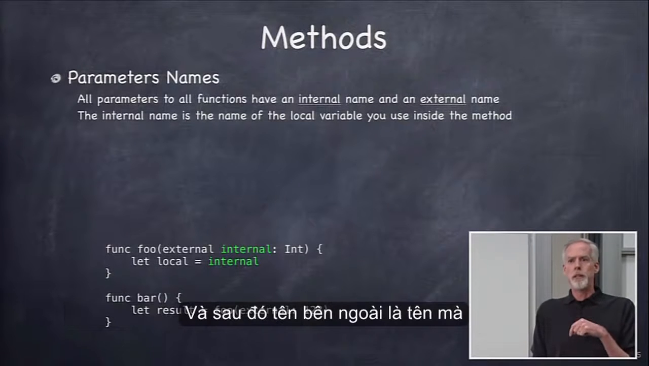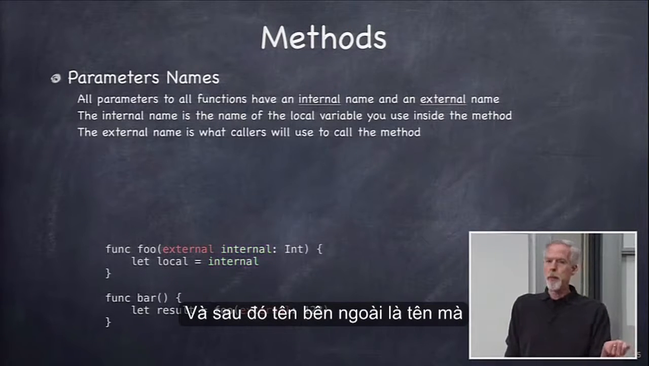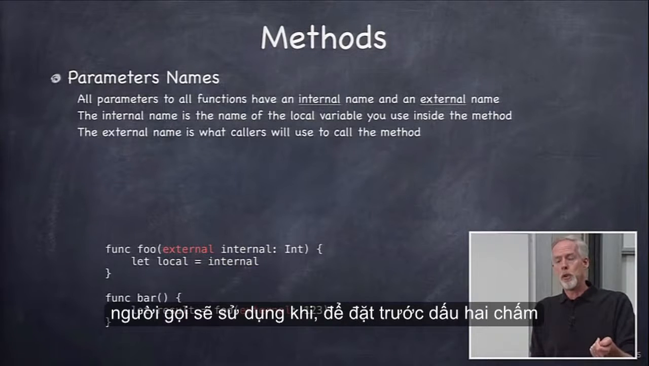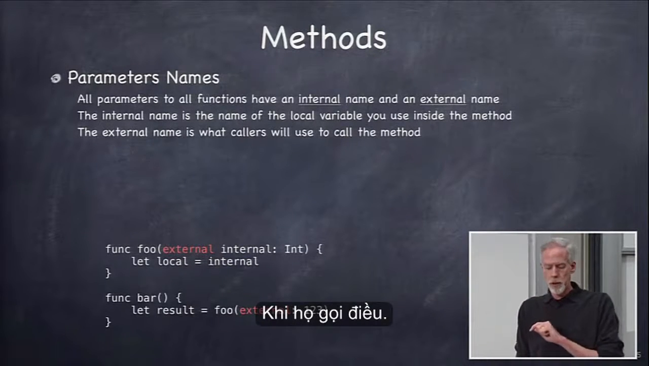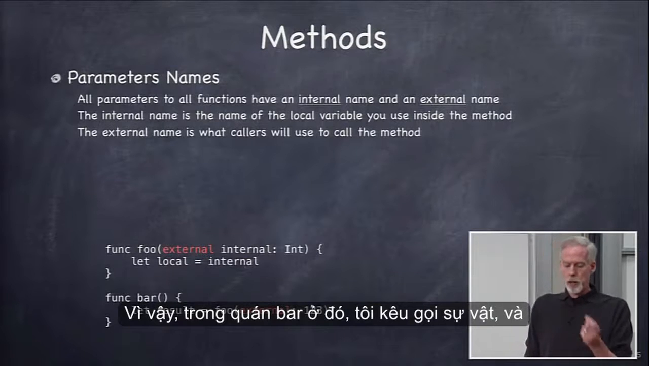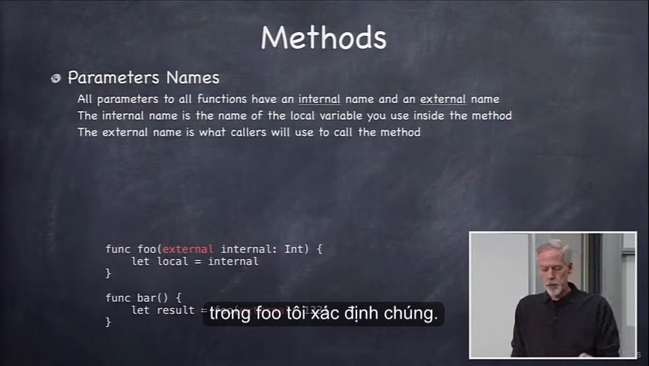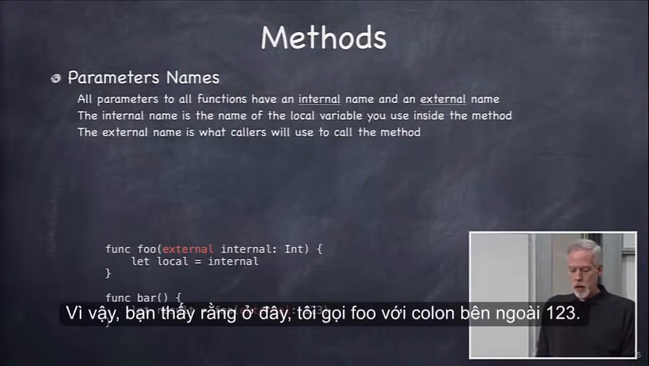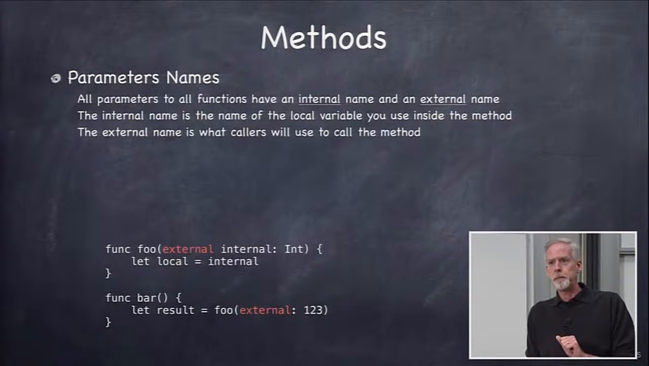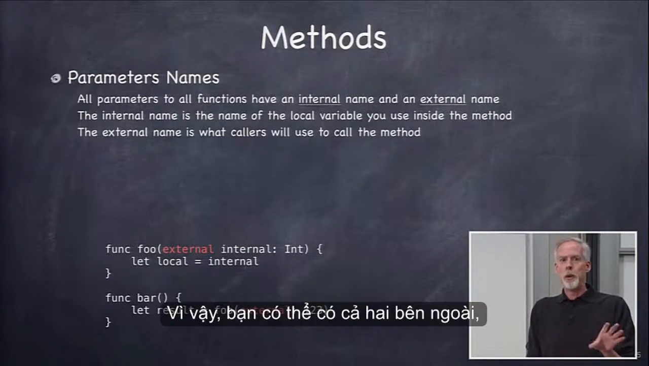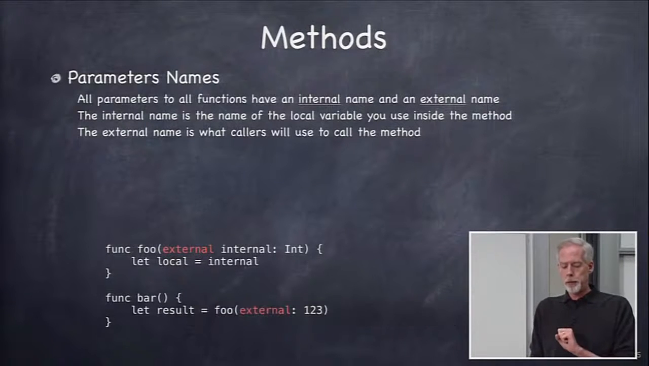That's its internal name. And then the external name is the name that callers are going to use to put before the colon when they call the thing. So in bar there, I'm calling things, and in foo, I'm defining them. So you see that here, I call foo with external colon 123, even though internal to foo, that thing is called internal. Okay? So you can have both external and internal names. They can be different.